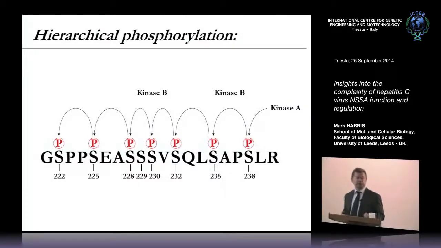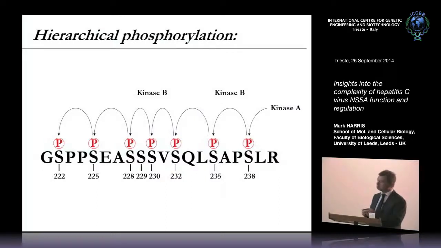And actually, there's plenty of evidence in the literature for cellular proteins where this is the case. A classic example is the tumor suppressor PTEN, but there are plenty of other examples. And of course, this doesn't have to be a linear trajectory. It could be that kinase A phosphorylates here and allows phosphorylation down here, and that moves back there. That becomes more complicated to understand. But we think there's maybe a linear process that might be occurring within NS5A.